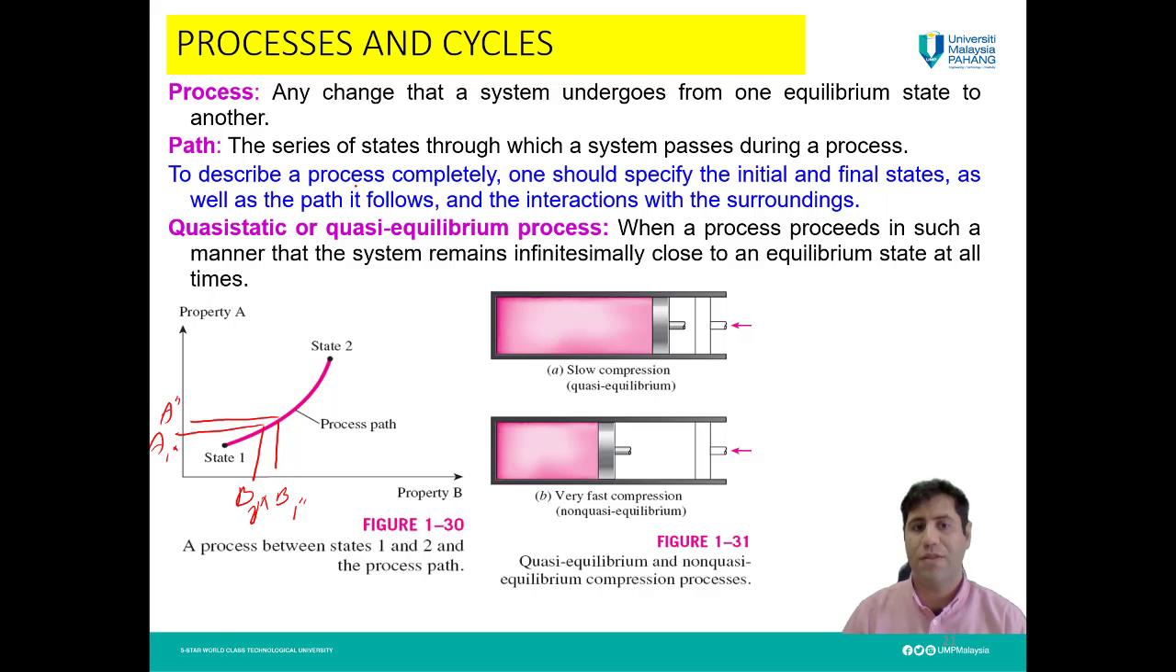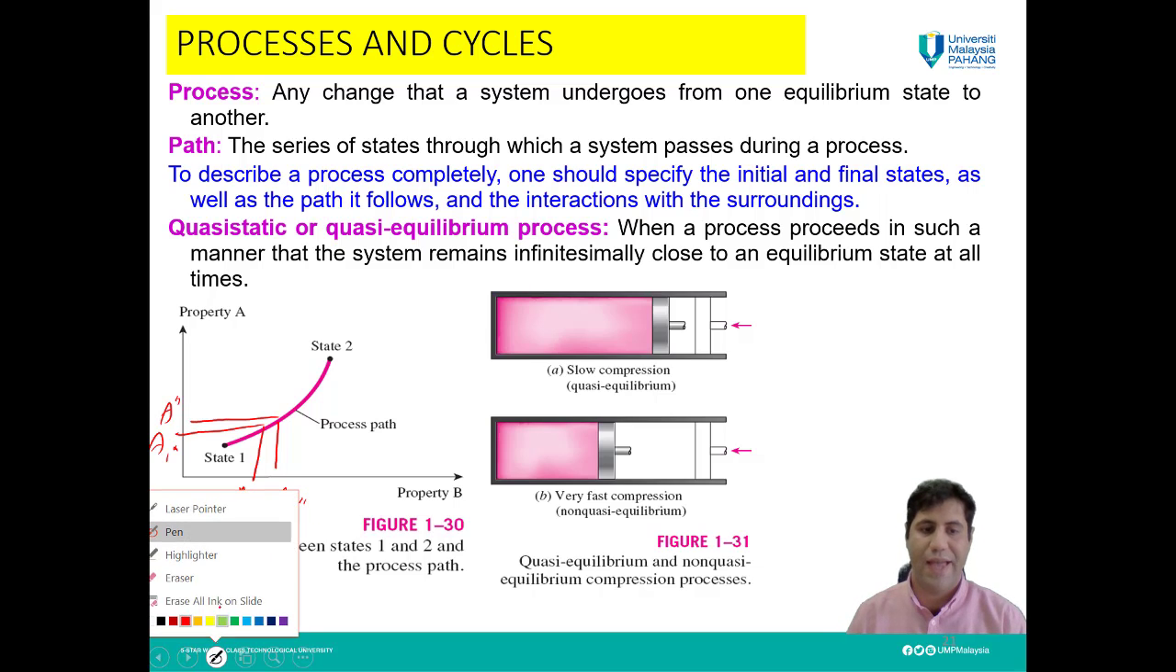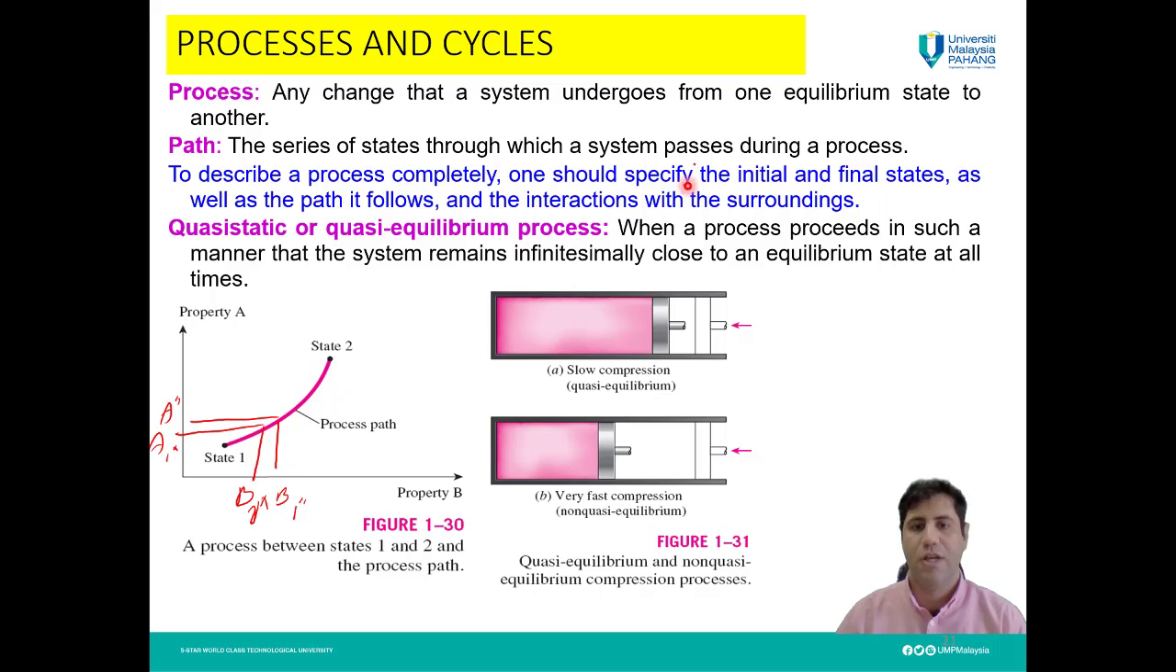To describe a process completely, one should specify the initial and final state and also the path it follows. So to know what the process is, we should know the initial and final state and also the path. And we should also know the interaction with the surroundings. During that process, how will the system interact with the surroundings?